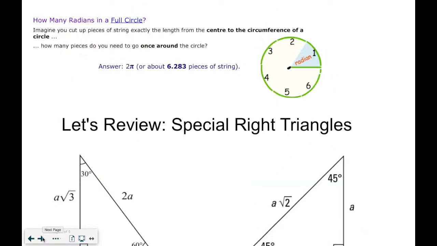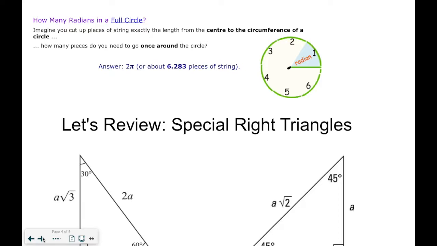How many radians are in a full circle? Imagine you cut up pieces of string exactly the length from the center to the circumference of a circle. How many pieces do you need to go around the circle once? The answer is 2 pi, or about 6.283 pieces of string.